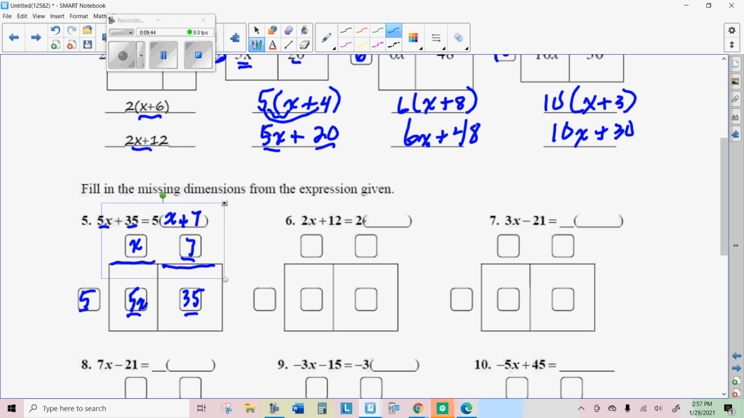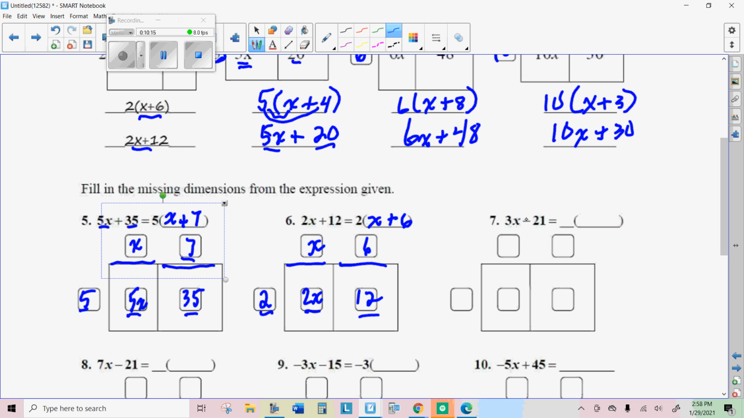All right, I'll do one more with you. So the 2x plus 12 is the area when we add the two parts of the rectangle together. The 2 is the width, and then the length is what we need to multiply by 2 to get these things. 2 times x is 2x, 2 times 6 is 12, so this length is x plus 6.